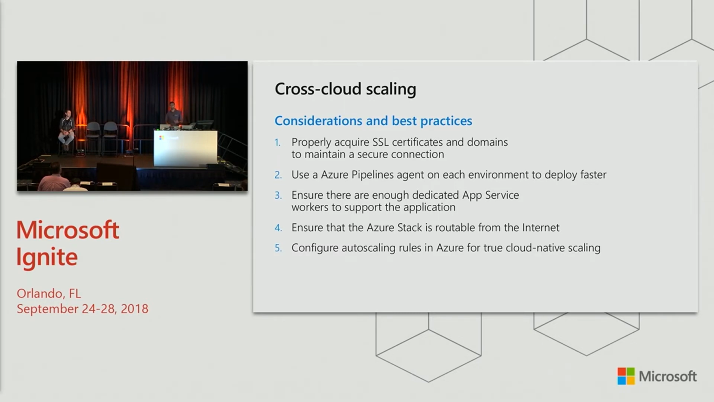This is important because if it doesn't scale out fast enough, then customers will face denial of service. Also very important, ensure that the Azure Stack is routable from the internet. Make sure that customers can access the Azure Stack and access the website. And for true cloud native scaling, Azure supports auto-scaling of app services. Make sure you set that up so that once you've expanded from Azure Stack into Azure, you get some more headroom before things start breaking.